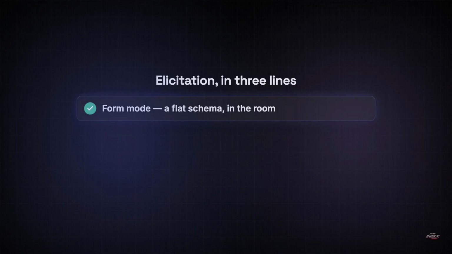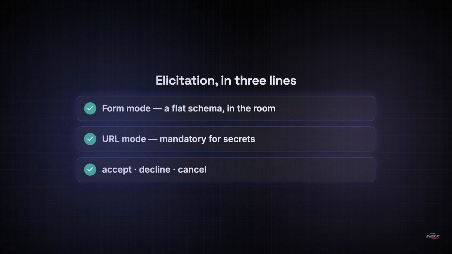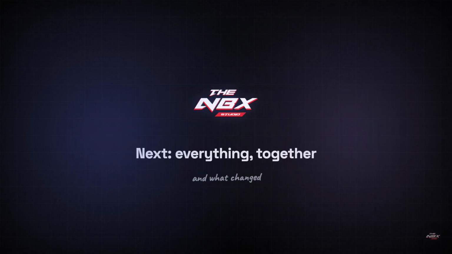Three lines. Form mode asks in the room, against a flat schema. URL mode sends them out of the room and is mandatory for anything secret. And every answer is accept, decline, or cancel. Three, never two. One chapter left, where we put the whole protocol back together and sort what's current from what's on its way out.